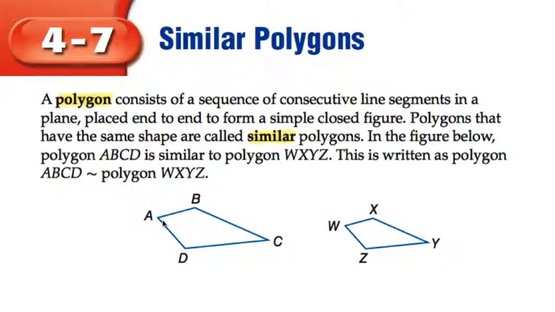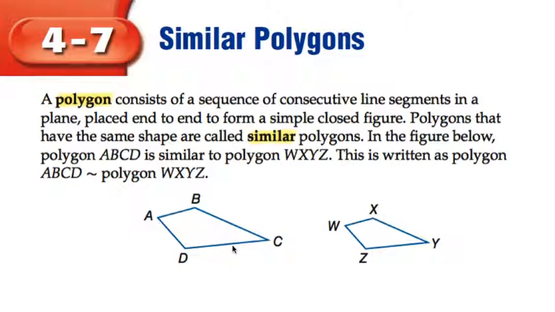So basically, it's line segments that are connected together that don't intersect, they don't form X's, it just forms what's called a closed figure. There are no curves, they're all straight lines. So, to say that polygons are similar means they have the same shape, but they don't necessarily have the same size. Okay, so they're the same shape, but not the same size.